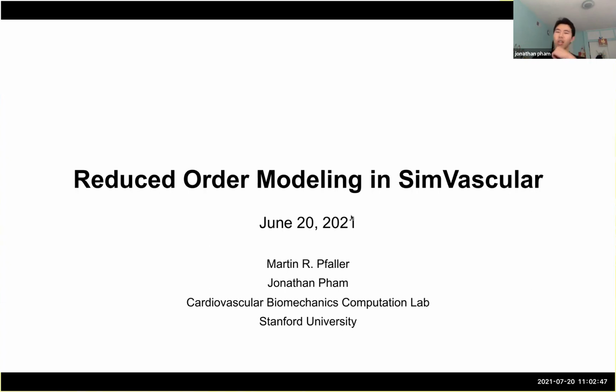Okay, hi everyone. So for this Synvascular tutorial, we'll be introducing reduced order modeling methodologies, specifically 1D and 0D models in Synvascular. We'll first focus on a background and theory of 1D and 0D models, and then we'll follow up with a live demo of the 0D pipeline inside the Synvascular GUI.